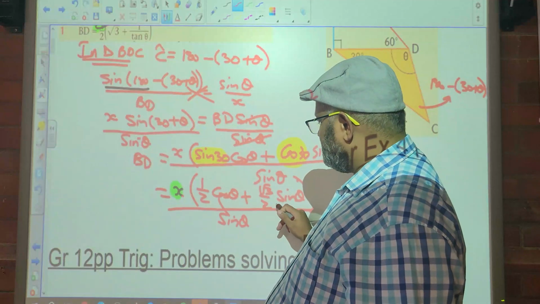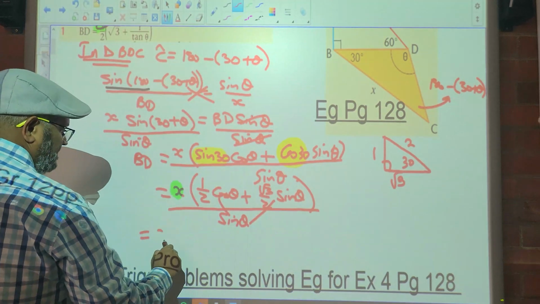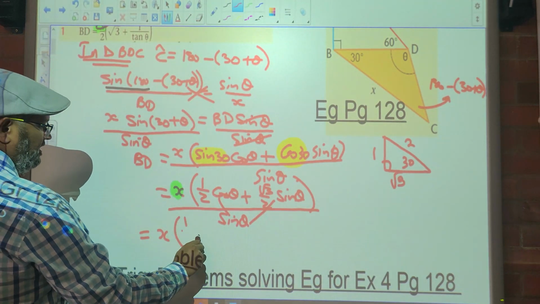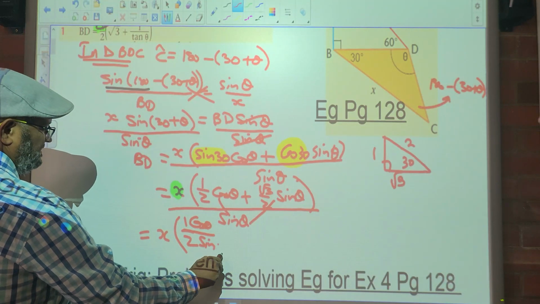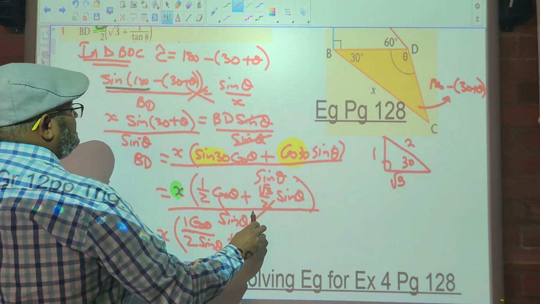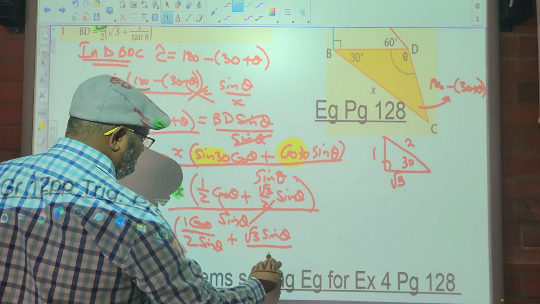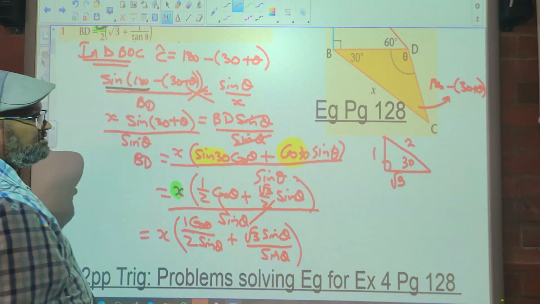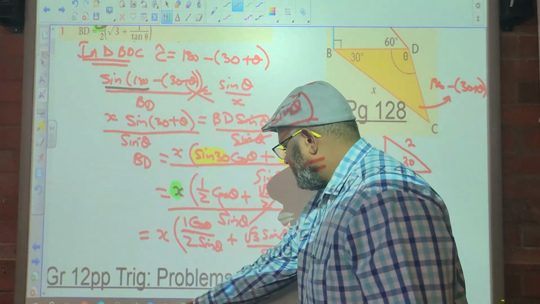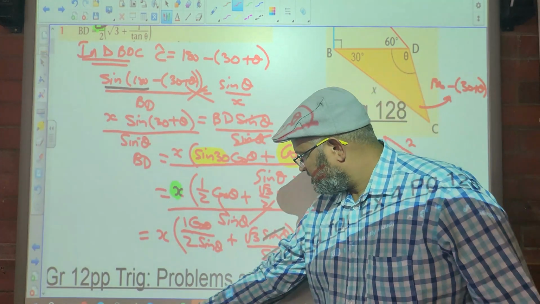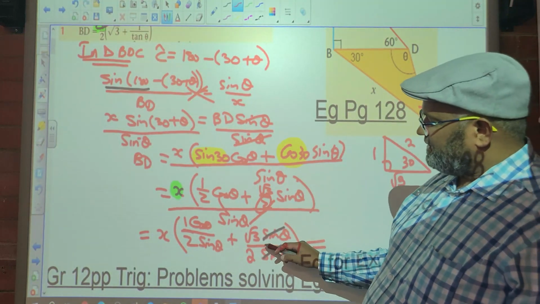We put each one over its own sine theta. So what you should see now is x into cos theta over sine theta, plus square root 3 sine theta over sine theta. You all agree with that? So what happens now? The sines cancel, and the 2s as well. So the sines cancel, so what do I have?